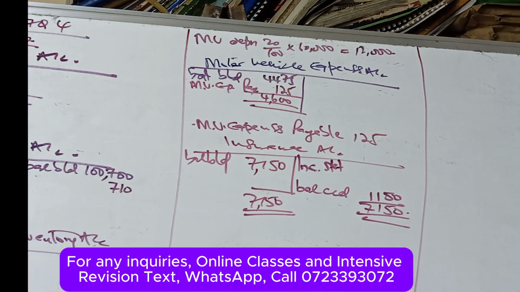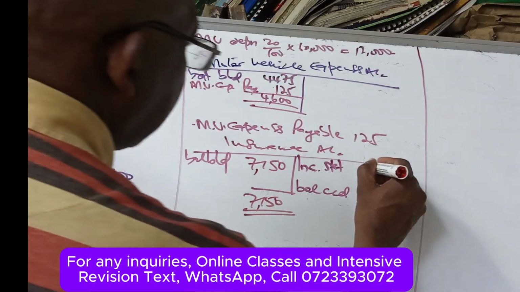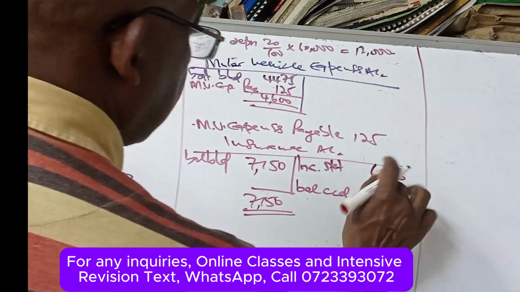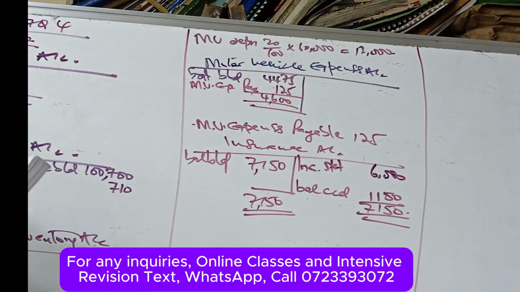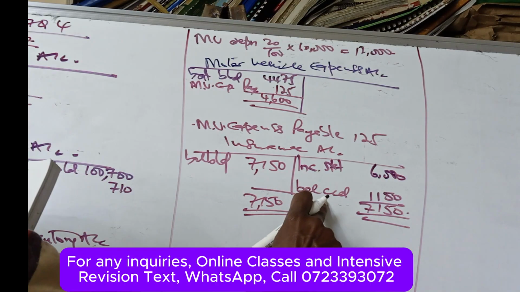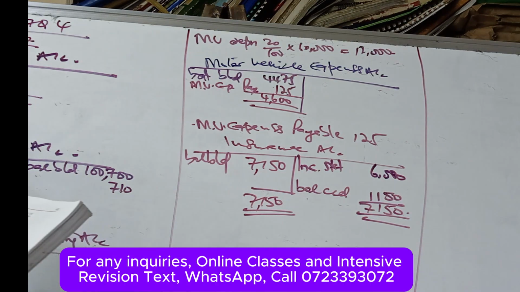7,150 minus 1,150 is 6,000. Yes, it should be 6,000. So we take to the income statement insurance expense of 6,000, but prepaid insurance for the current assets amounting to 1,150. Invoices we have discussed, number 7.